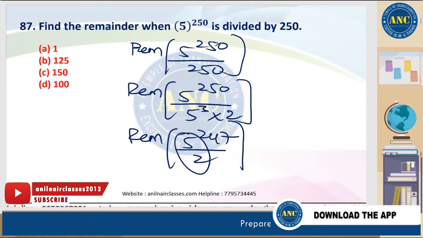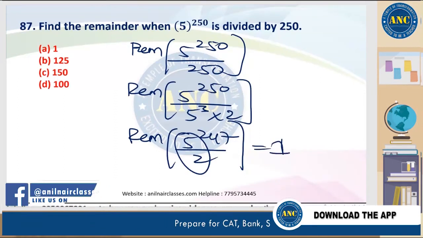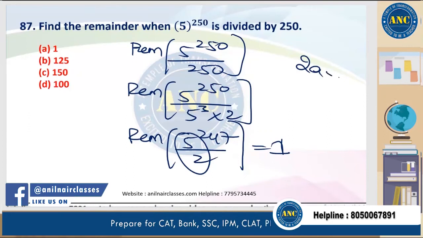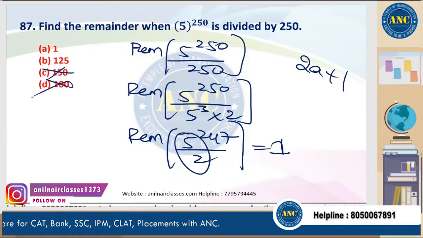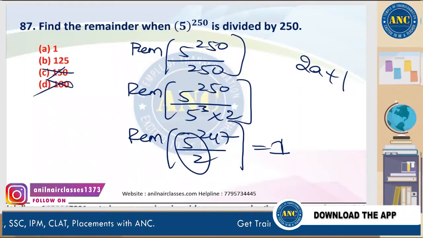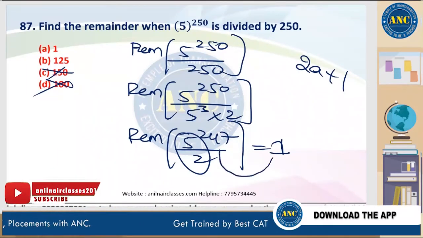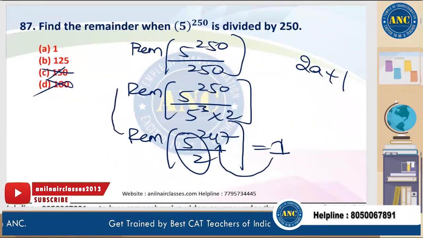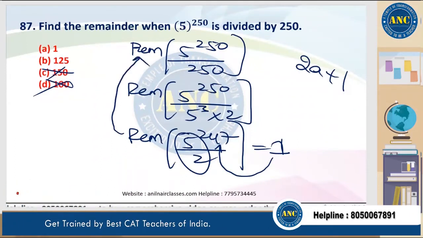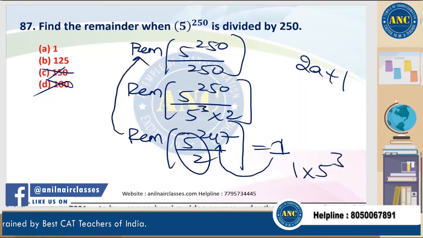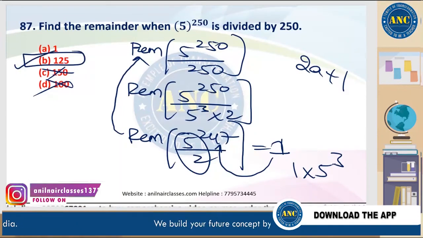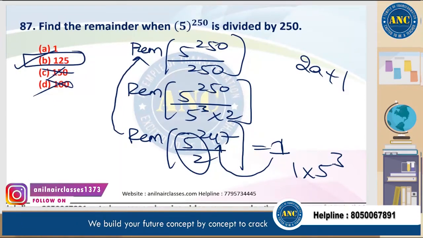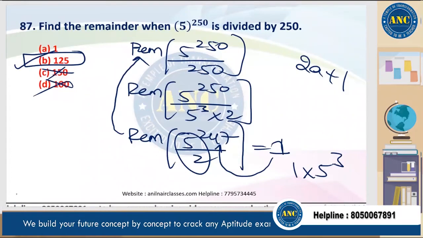2 2s are 4, remainder 1. So the answer should be of the form 2a plus 1, so 150 and 200 are out. Okay, I got 1 for 5 power 247, but I want it for 5 power 250, so it should be multiplied by 5 cube. The answer is 125. Idea clear, right?